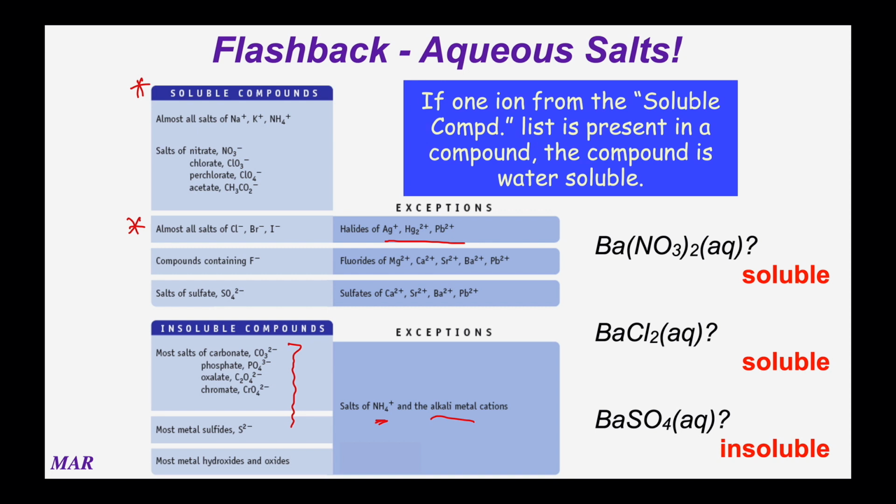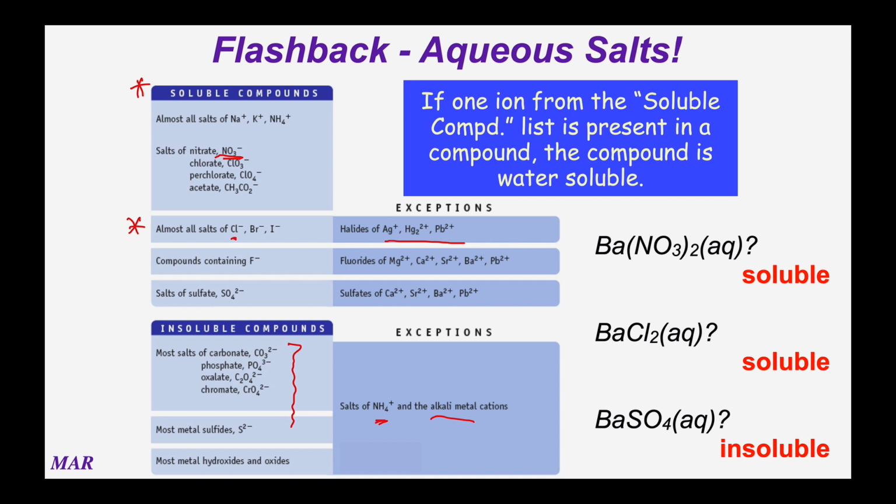So just to make sure we're all on the same page, I have here three examples on the right, and you can tell which is soluble and insoluble from where they are on the chart. So barium nitrate. Okay, nitrate is one of the ones that's always aqueous, so barium nitrate absolutely would be soluble. No exceptions to the nitrate, notice that too. Now, barium chloride, all right?